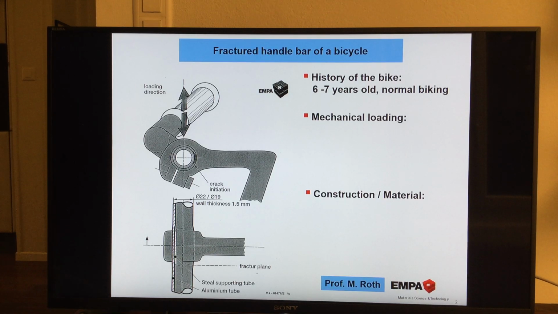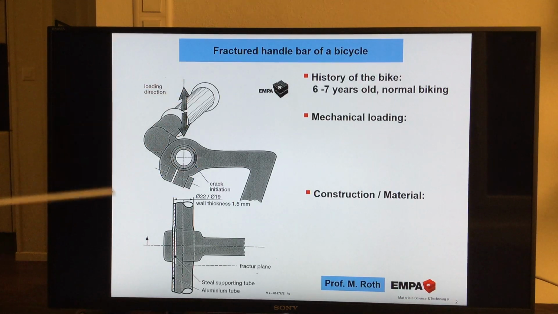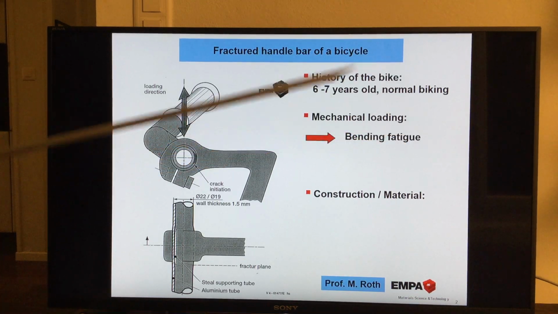Now we all the time first have to think about what kind of mechanical loading is on this kind of device. You all know this is a handlebar of a bicycle. What do you think? Carefully. Of course, when we are biking, there are different loads on it. And since they are different, changing loads, that means we have a fatigue loading.